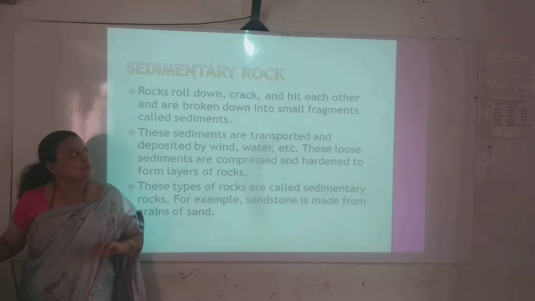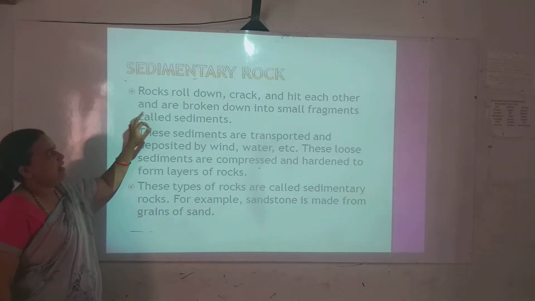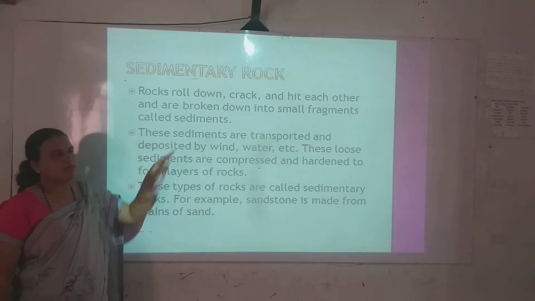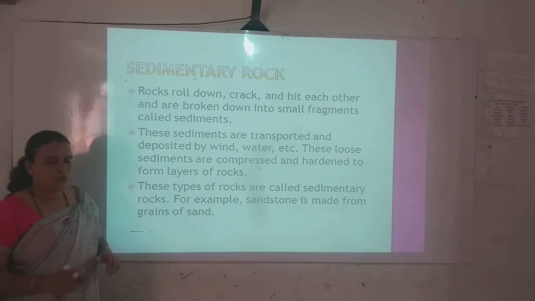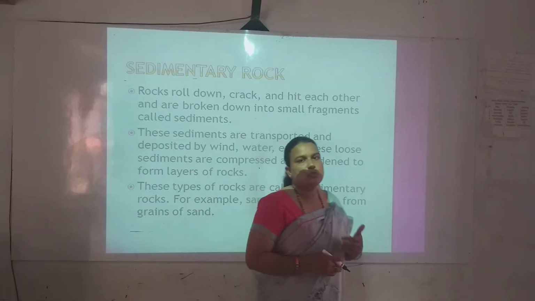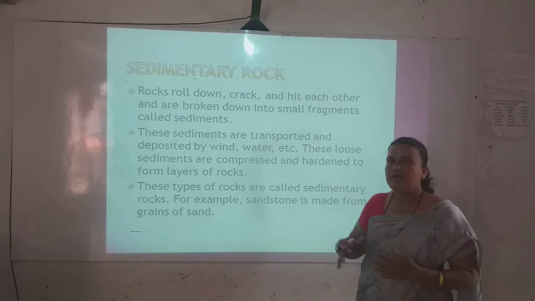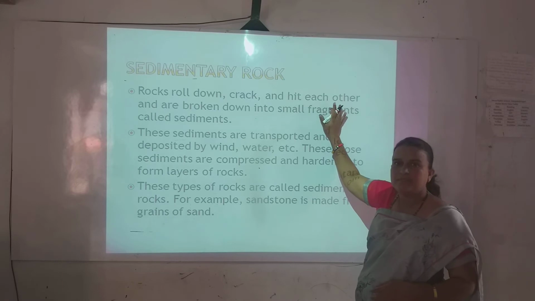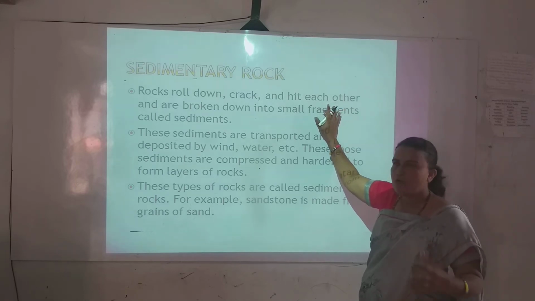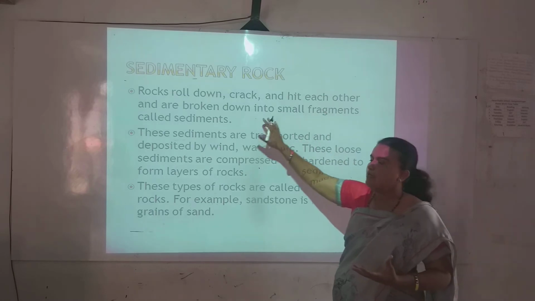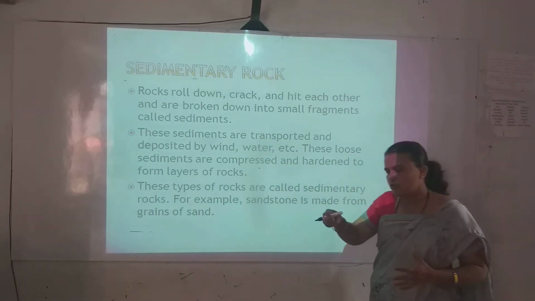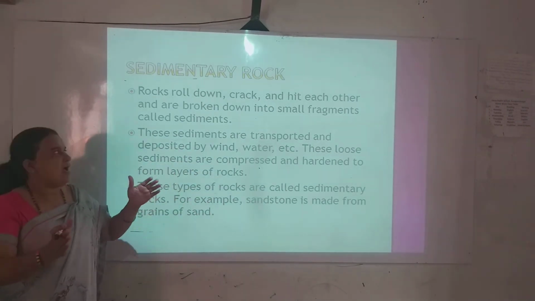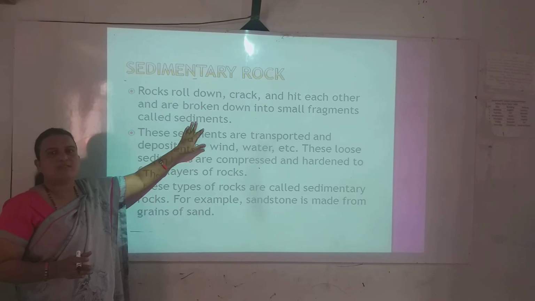Rocks roll down, crack and hit each other and are broken down into small fragments called sediments. Here rocks roll down due to water as well as due to wind and rain. Rocks break into smaller particles, and many times hit each other due to the flow of water and wind. The parent rock breaks into smaller fragments, and those pieces gathered at one place are called sediments.